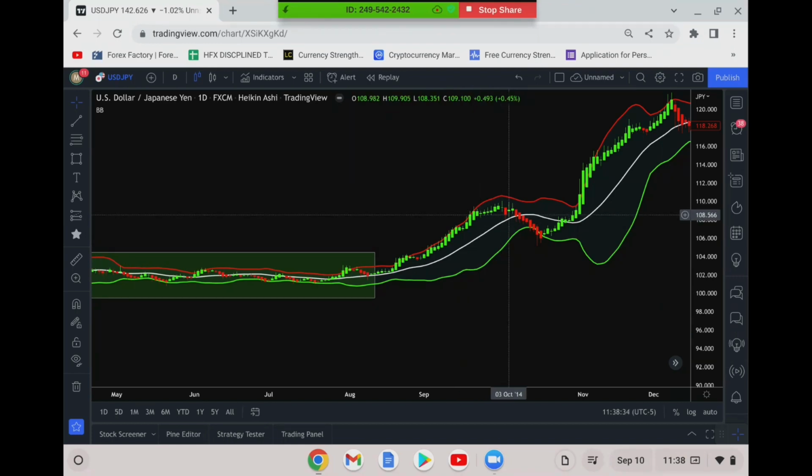Now, last but not least, again, you guys, I just want to remind you that strong trends will have a large gap in between the upper and lower band and the midline. Weak trends will have the bands close together, all right? So yeah, you guys, that wraps up this training for Bollinger Bands.